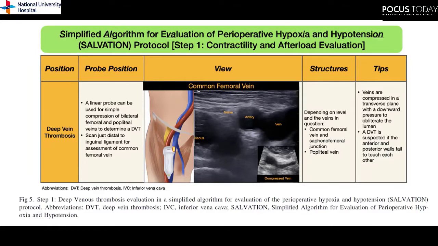We can go on to scan the lower limbs for evidence of deep vein thrombosis in patients where pulmonary embolism is suspected. A linear probe can be used for compression of the femoral and popliteal veins. The veins are compressed with the transducer in the transverse plane. Failure of the anterior and posterior walls to touch each other during compression leads one to suspect the presence of deep vein thrombosis. The femoral vein is compressed just distal to the inguinal ligaments.